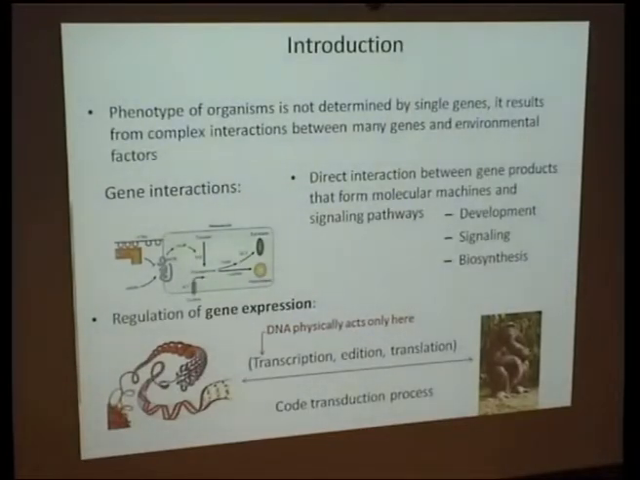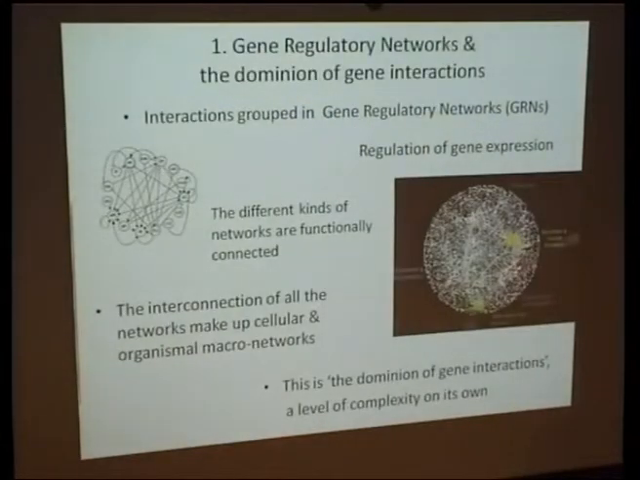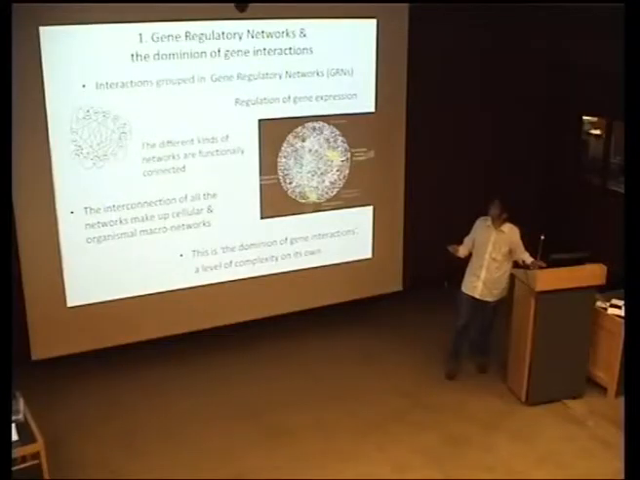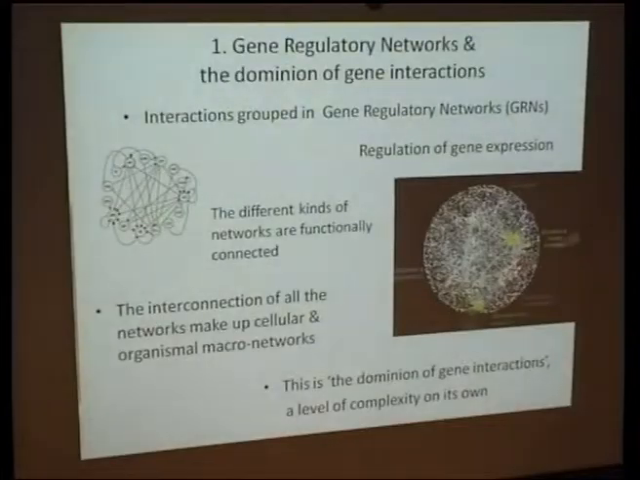This process includes transcription, edition, and translation, and you get a lot of processes. But interactions can be grouped in gene regulatory networks, and this is mostly said in the context of the regulation of gene expression. The different kinds of networks can be seen as functionally interconnected, like all the metabolic processes then influence what can happen, being the source of material for other regulation. So everything is interconnected, and the interconnection of all these networks makes up cellular and organismal macro networks.